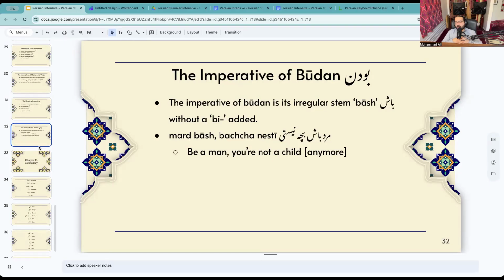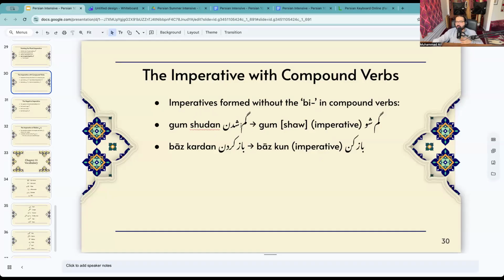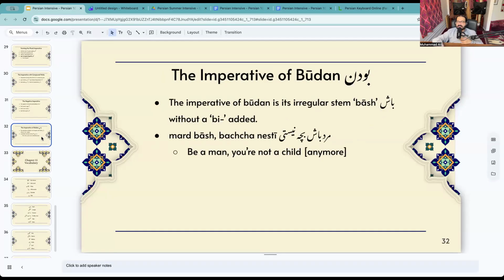Bashe is just the informal, because in Iranian Persian, when a verb ends in a dal in the conjugation, we change it to an e. So mi khorad becomes mi khore, bashad becomes bashe, etc. So with bash, we don't add a be. We treat it essentially as if it's a compound verb. So we said earlier, if there's a compound verb, in the imperative we don't add a be to the stem. The same is true for bosh.